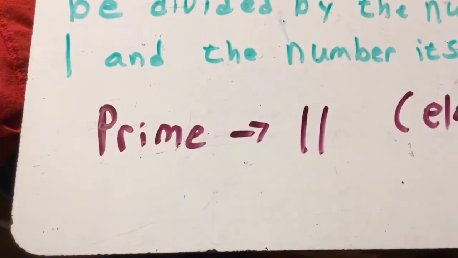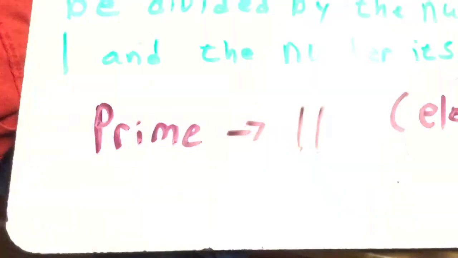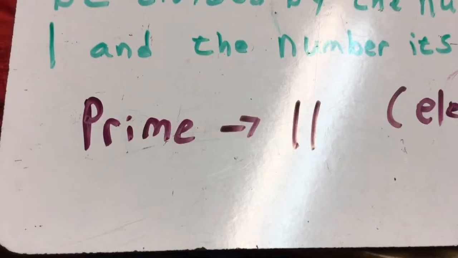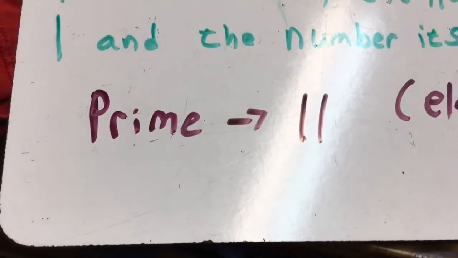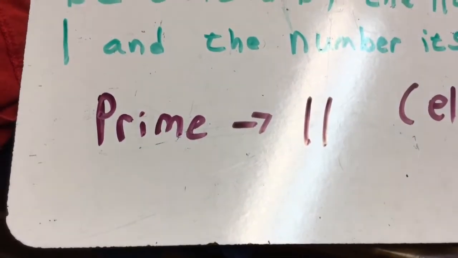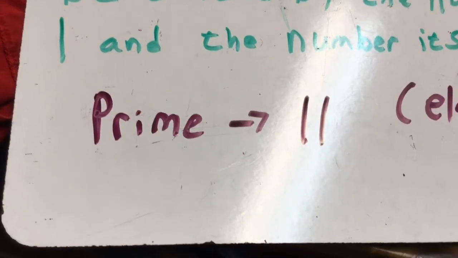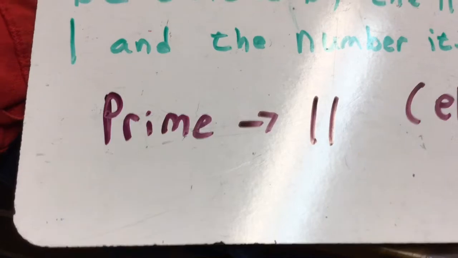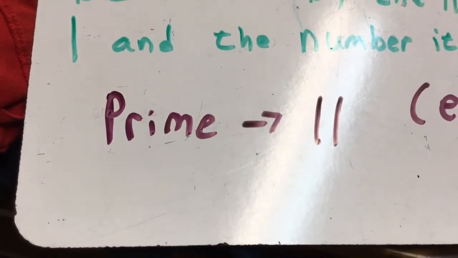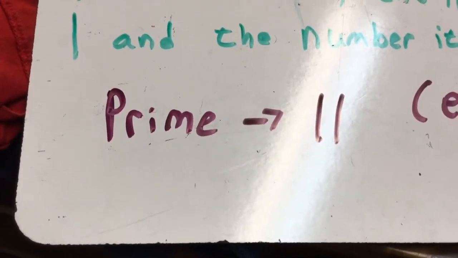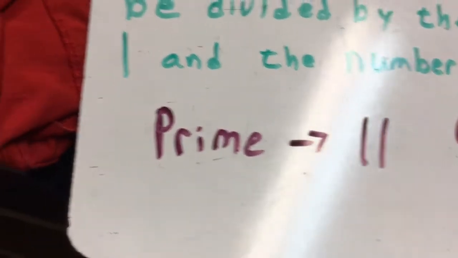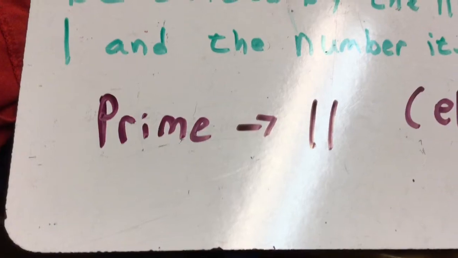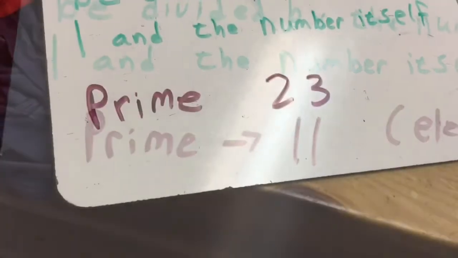11 divided by 1 is 11. 11 divided by 11 is 1. You can't divide 11 evenly by 2. You can't divide it evenly by 3 or 4 or 5 or 6 or 7 or 8 or 9 or 10. Because it's a prime number, you can only divide it evenly by 1 and the number itself, which is 11.